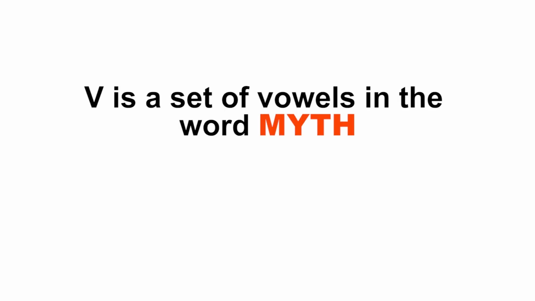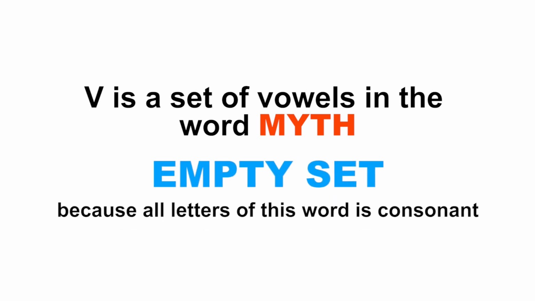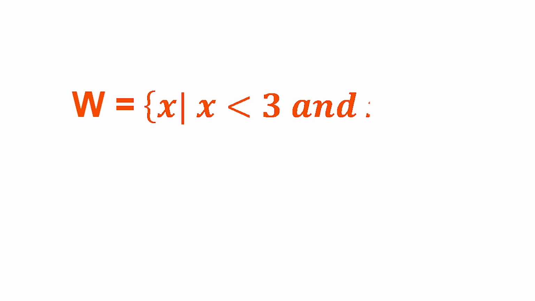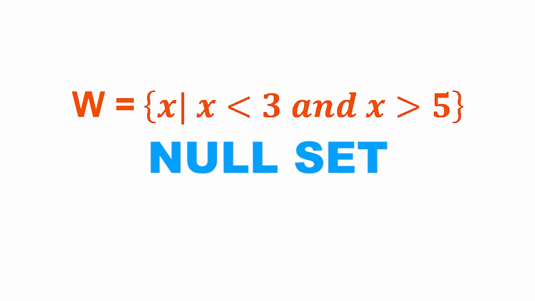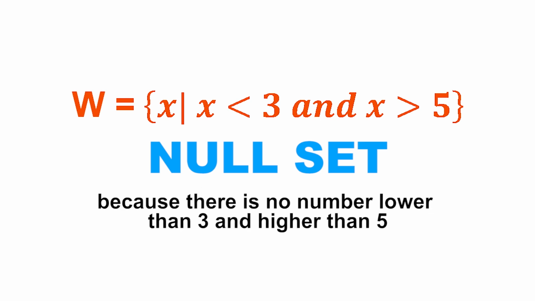For instance, V is a set of vowels in the word myth. Empty set ito kasi lahat ng letter ng salitang ito ay consonant. W is a set of X such that X is less than 3 and X is greater than 5. Null set din ito kasi walang number na mas mababa sa 3 and at the same time mataas sa 5.